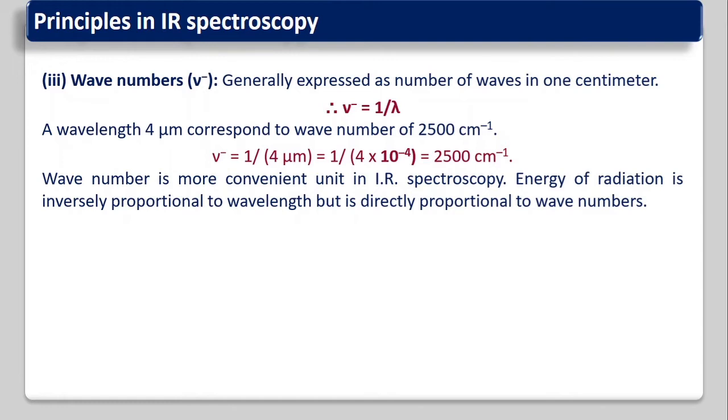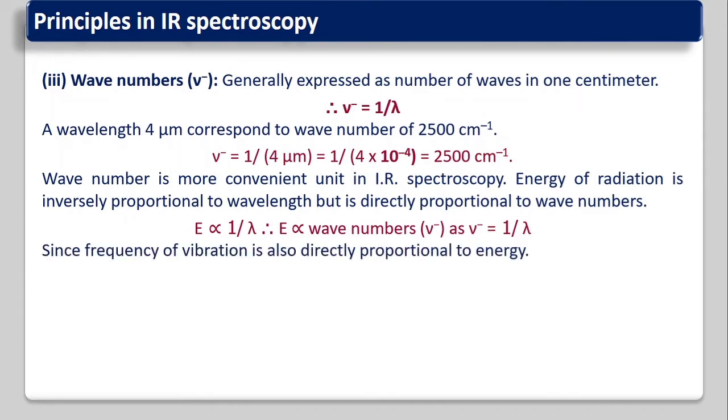The energy of radiation is inversely proportional to the wavelength, but directly proportional to the wave number. So energy is directly proportional to the wave number but inversely proportional to the wavelength. That's why wave number is also inversely proportional to the wavelength. Since the frequency of vibration is also directly proportional to the energy, energy is directly proportional to the frequency and directly proportional to nu bar, that is wave number. This is the important thing.